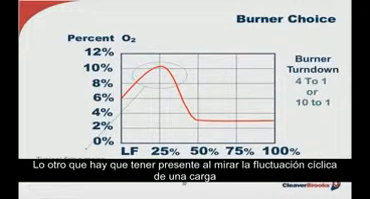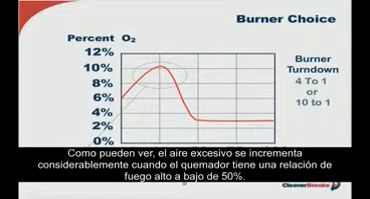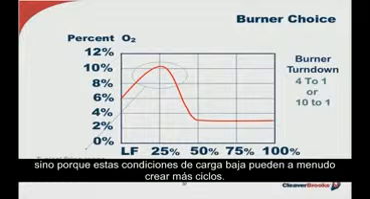The other thing to keep in mind when considering cyclicality within the load is the time the boiler is going to spend at mid to low fire. And this is where the boiler's burner turn down plays a significant role. As you can see, notice how the excess air increases substantially as the burner turns down from 50%. This is a huge energy waster, not only because of the burner heating excess air, which is not delivered to the process, but because these low load conditions can often lead to excessive cycling as well.